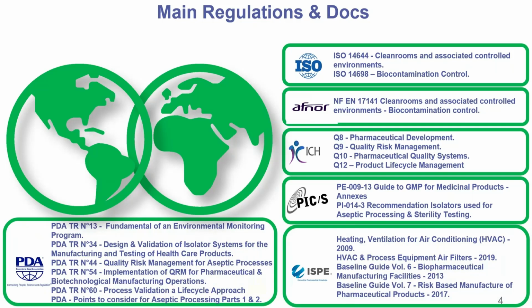equivalent NF EN 17141. We can also use the key principles of the ICH with Q8, pharmaceutical development for quality by design, Q9, quality risk management with the tools for risk management, Q10, pharmaceutical quality systems, and Q12, product lifecycle management. Associations including PIC/S, ISPE and PDA also give documents with recommendations and guidelines for the manufacture of sterile product, but also isolator technology and the environmental monitoring program.